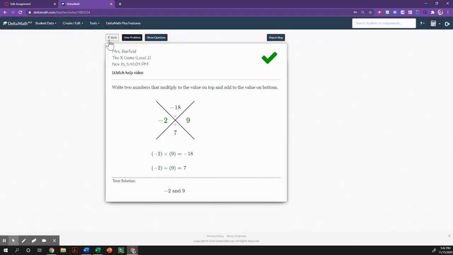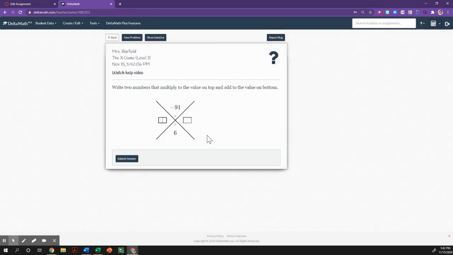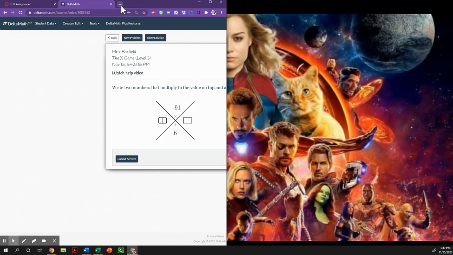All right. So now go to level 3. You just see it's going to get a little bit harder and harder and harder. That's all it is. Okay. So negative 91 and 6. If you don't know your multiplication problems for 91, and even I don't off the top of my head, all I would do is bring up a calculator.